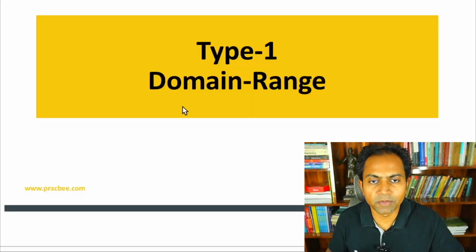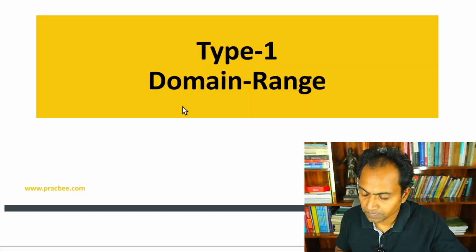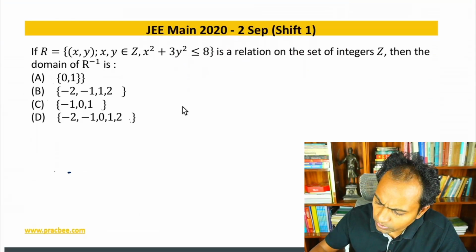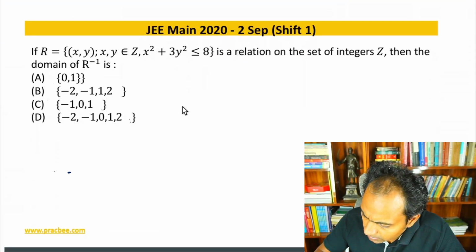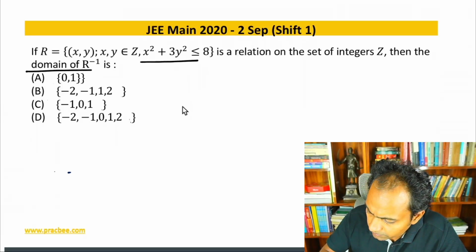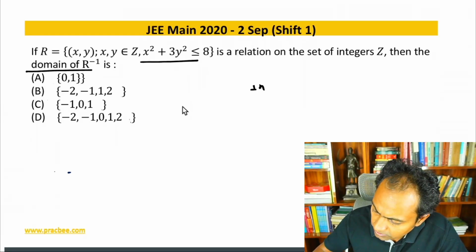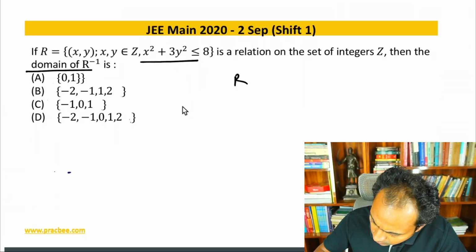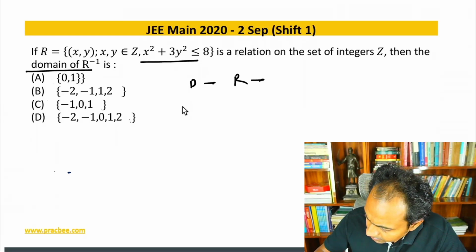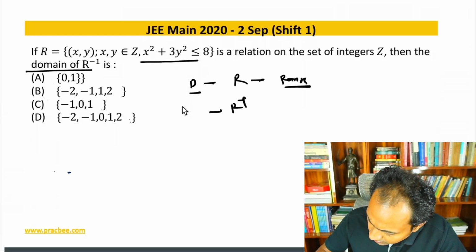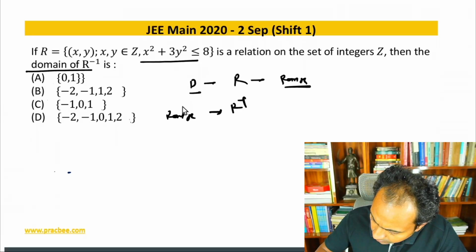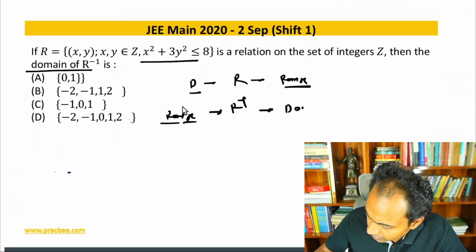If I move towards this first problem, it talks about domain and range. So there was this question asked in 2020 that talks about a relationship between x and y. And in the relationship, the question clearly asks what is the domain of the inverse function. Now see, we know that for inverse function, if there is a relationship R, if the domain is D and range is this, for inverse function, it will get interchanged. The range will become domain, domain will become range.